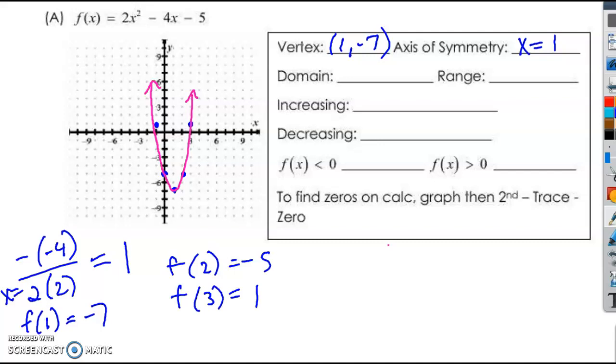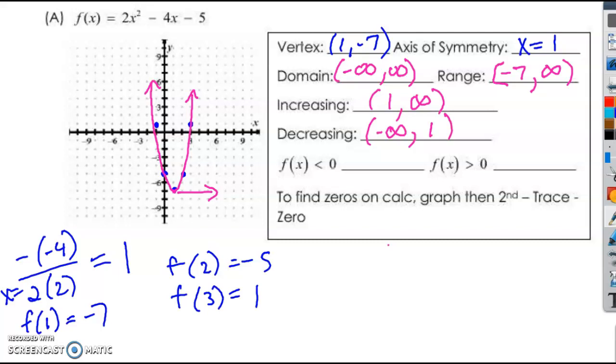Okay, the domain is from negative infinity to positive infinity. The range is from the lowest y-coordinate, -7, and it just keeps going up to infinity. Where is it increasing? It's increasing starting at 1. I'm going this way. So from 1 to infinity, and it's decreasing from negative infinity all the way up to 1.